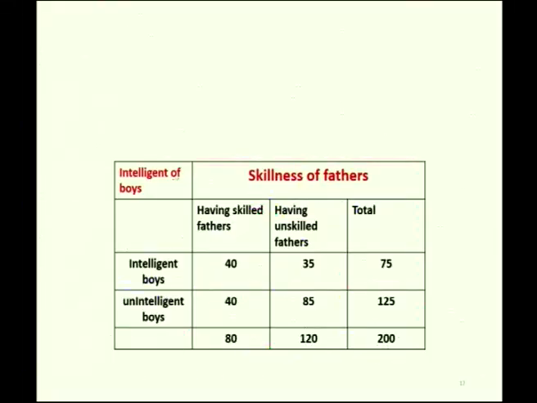Skillness of fathers and intelligence of boys. So, intelligent boys having skilled fathers is 40, unintelligent boys having skilled fathers is 40, and having unskilled fathers 35 and 85. Totals are 75, 125, 80, 120 and 200. This is actually the OI table. Next is the EI table.